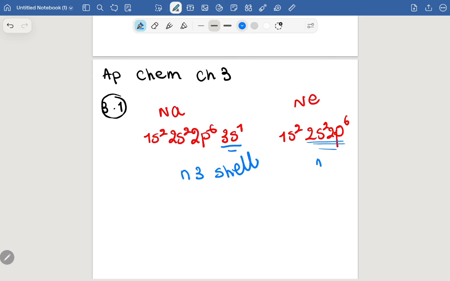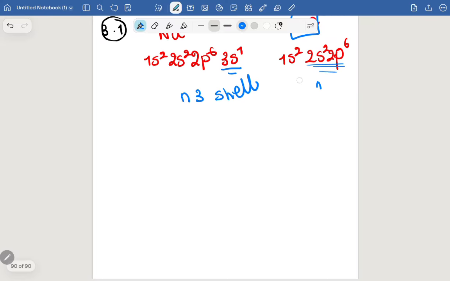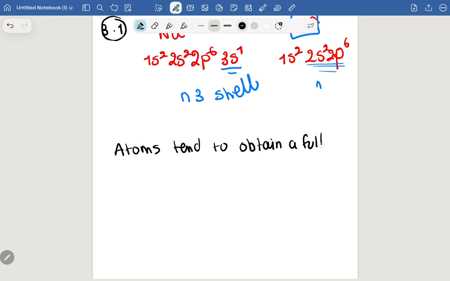So due to this, we say that noble gases have a full valence shell. Of course, the other elements that are not noble gases will definitely prefer to obtain a full valence shell. So this gives us the first part of the sentence, which is that atoms tend to obtain a full valence shell. Now, why do they tend to obtain a full valence shell?